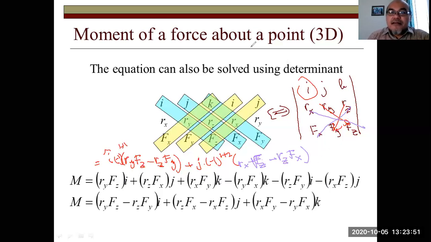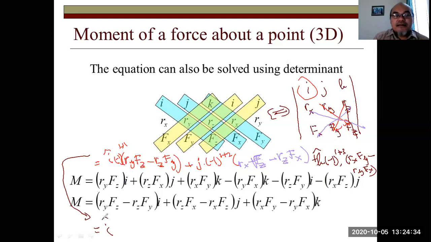Then the last term is from the k, the plus k. k is in the first row and third column, so minus 1 to the power of first row plus third column. Then k is like this: Rx Fy minus Ry Fx.